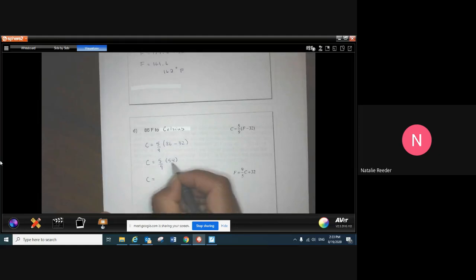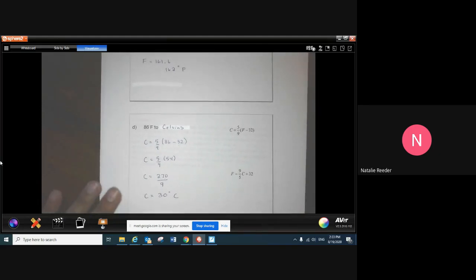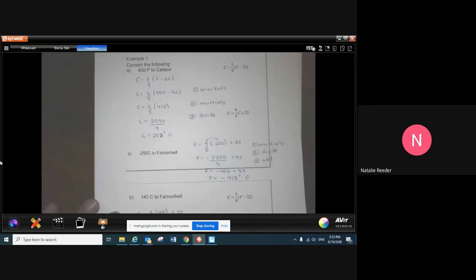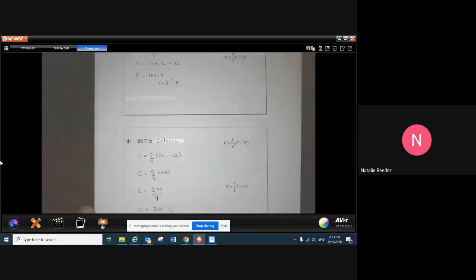Then I can multiply the 5 times the 54, which gives me 270. And then finally do my division, 270 divided by 9, which gives me 30 degrees Celsius. So always go back to that first example where I wrote the steps. And if you follow those steps, then you'll never make a mistake.